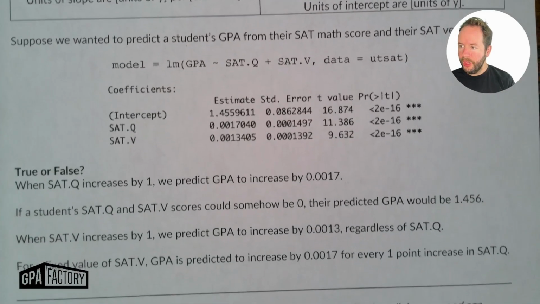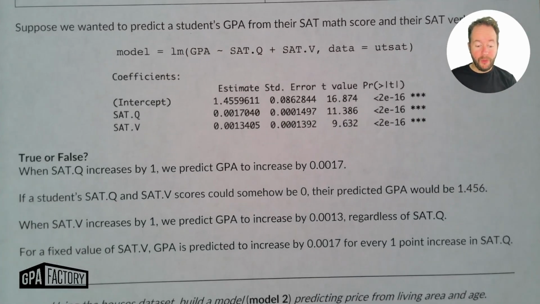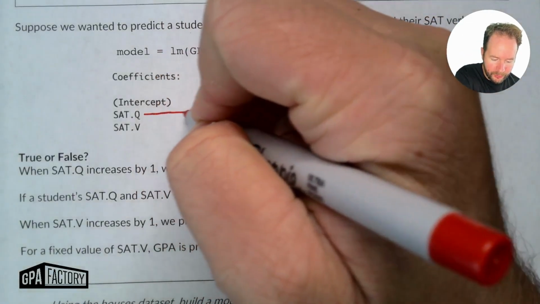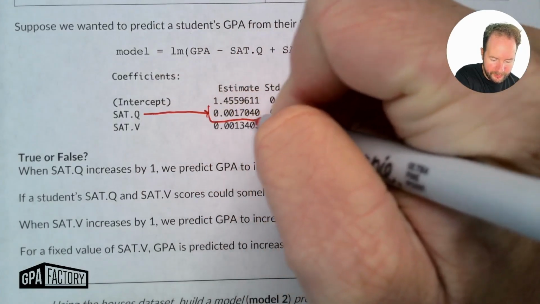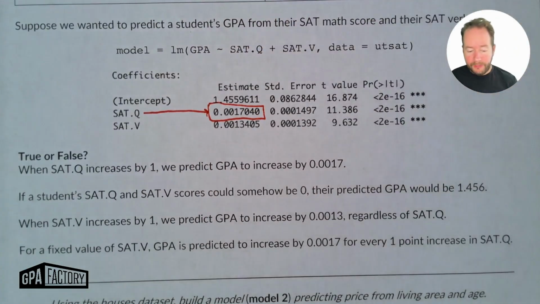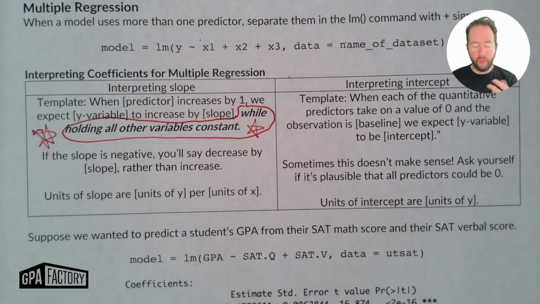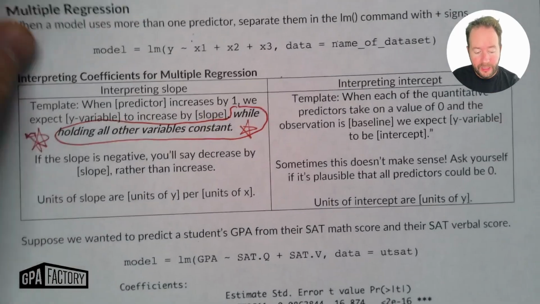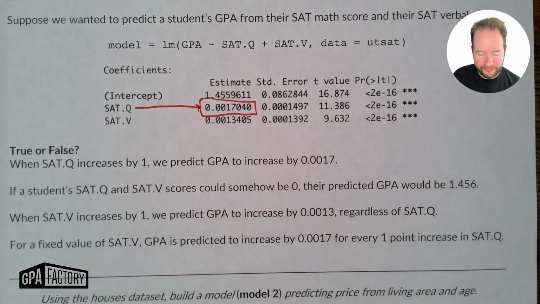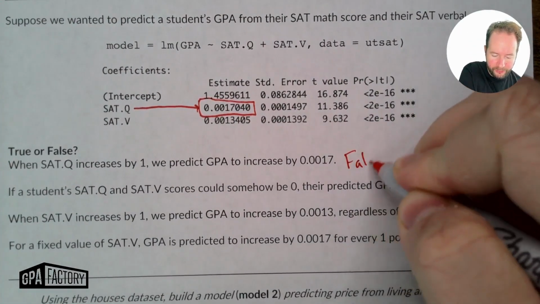True or false? When SAT-Q increases by 1, we predict GPA to increase by 0.0017. Now that looks good. When I look at the SAT-Q variable and look at the associated slope coefficient, I see 0.0017. But as I just got finished saying, you need to have something like this at the end or somewhere stated in that interpretation: while holding all other variables constant. And because no such thing is present in this first statement, it's got to be false.